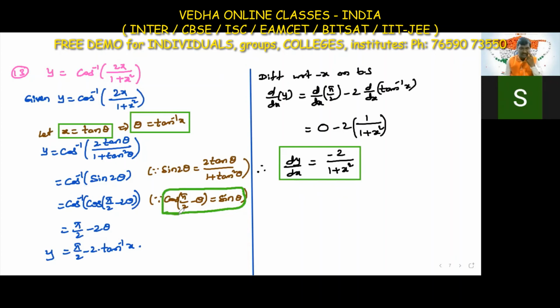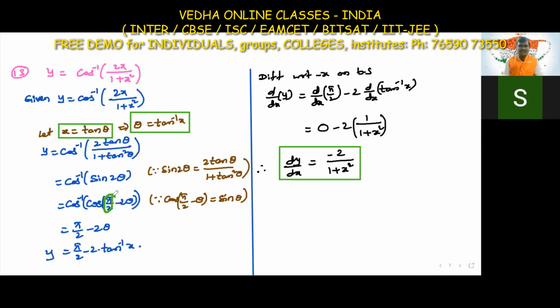Why should we write cos pi by 2? We could write cos(90 minus theta) directly. Okay, so pi is nothing but 180, and 180 divided by 2 is 90 degrees. Either we can write 90 or pi by 2. Both are the same only.